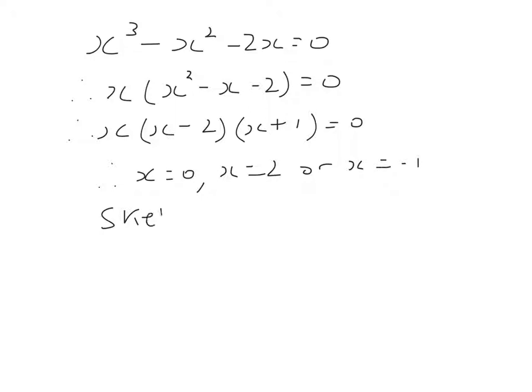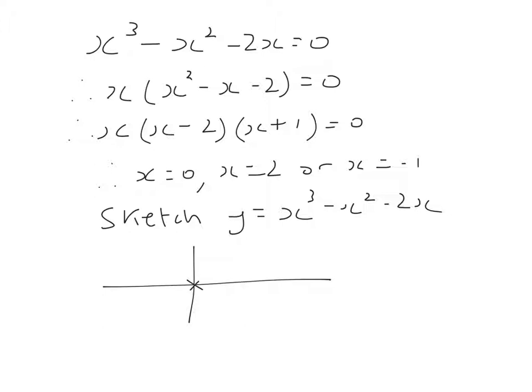So if we're asked to sketch the graph y equals x cubed minus x squared minus 2x, then we know that at 0, at 2 and at minus 1 the graph crosses the x-axis. Let's label that x and y. It's positive x cubed, so the graph generally goes like this. When x is a very large number, y is very large and positive.